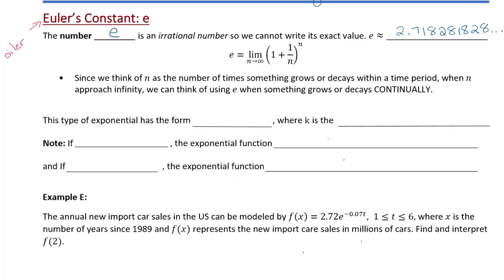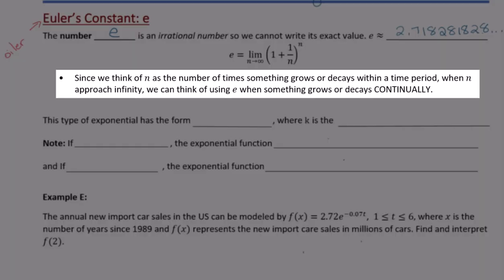It is defined as the limit as n approaches infinity of the expression (1 + 1/n)^n. So that expression probably looks familiar from our compounding formula. Since we think of n as the number of times something grows or decays within a time period, similar to compounding, when n approaches infinity, we can think of using e when something grows or decays continually.